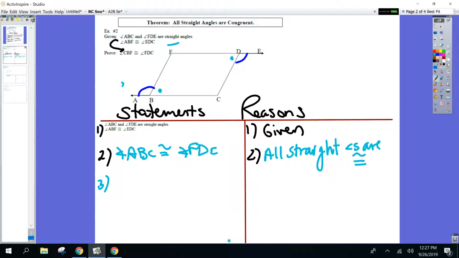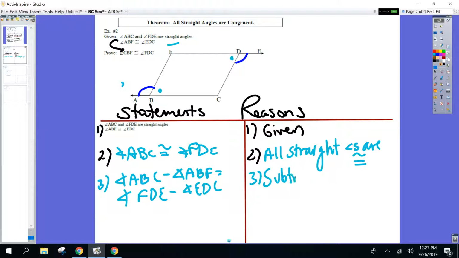All right. Go ahead, Gracie. What am I subtracting? Take a straight angle right now. Angle ABC and subtract ABF. Yep. And set it equal to. Yep. Minus. Perfect. Subtraction. And then, as we know, we finish it with substitution.